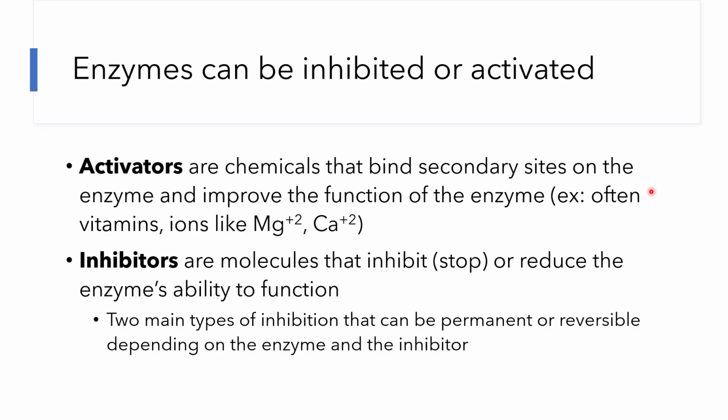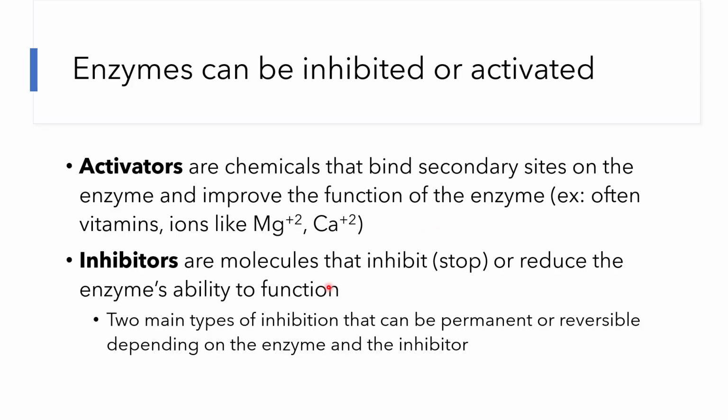So they'll bind somewhere else on the enzyme, and when that happens, it causes a slight shift in the structure, a slight conformational change in the structure of the enzyme to make it work better. So often these activators are things like our vitamins or ions and electrolytes like magnesium and calcium. So those are our activators. This makes an enzyme work better.